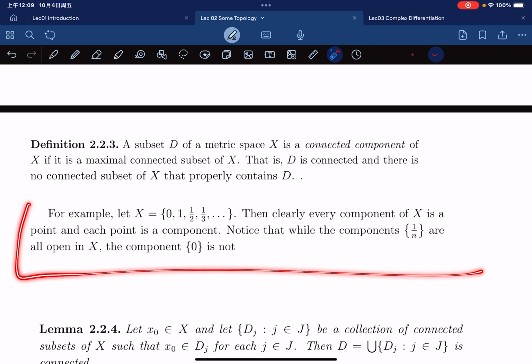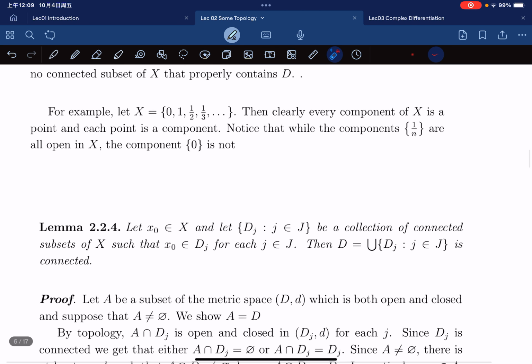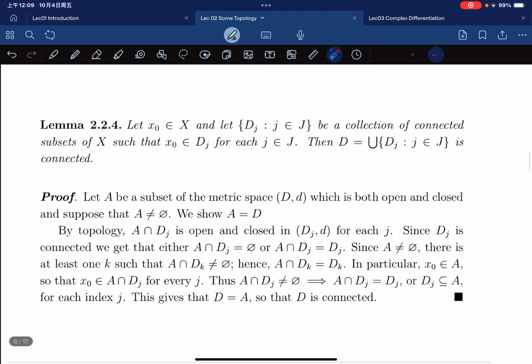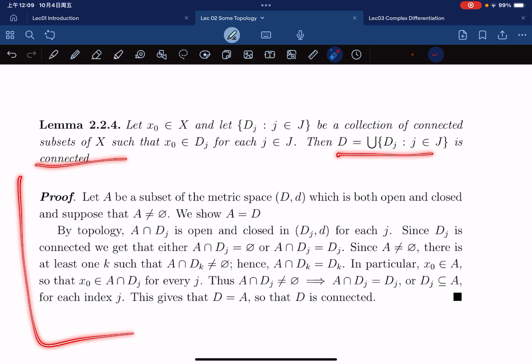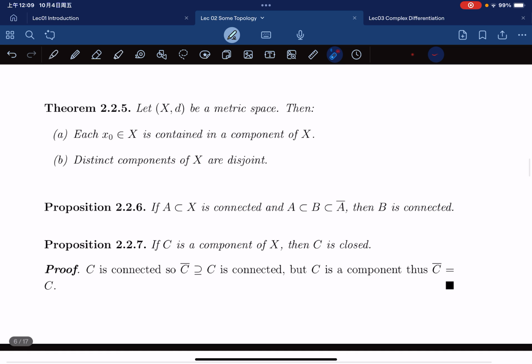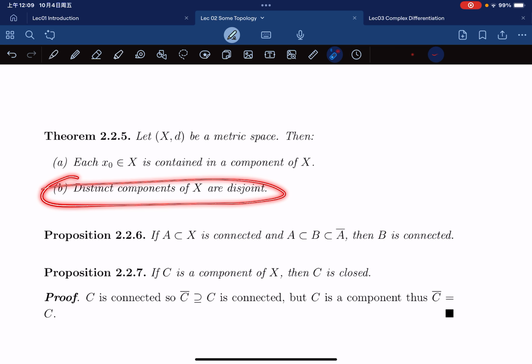And here's an example of components. And we have a lemma: for a collection of connected subsets that share a common point, their union is also connected. And here's the proof. Also, in a metric space, every point is contained in a connected component, and different components are disjoint.